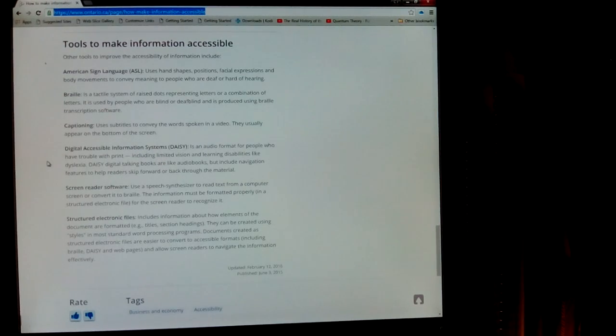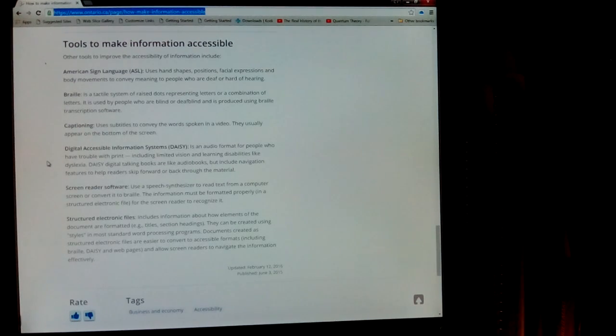Captioning uses subtitles to convey the words spoken in a video. They usually appear on the bottom of the screen. Digital Accessible Information Systems, or DAISY, D-A-I-S-Y, is an audio format for people who have trouble with print, including limited vision and learning disabilities like dyslexia. DAISY digital talking books are like audiobooks, but include navigation features to help readers skip forward or back through the material. Screen reader software uses a speech synthesizer to read text from a computer screen or convert it to Braille.